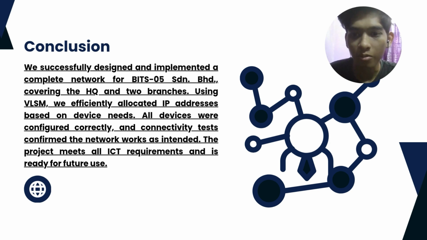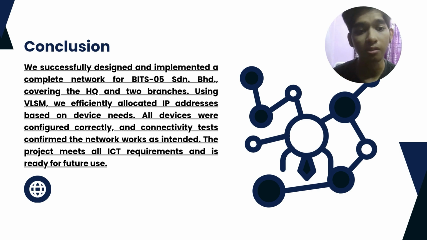Okay, so I will be presenting the conclusion part. We began the process by analyzing the network requirements for each of the sites. Based on this, we used VLSM, which is variable length subnet masking, to efficiently allocate the IP addresses. This allowed us to minimize IP wastage and ensure each subnet had just the right number of addresses for its current and future needs. Once the IP plan was finalized, we moved on to the device configurations.